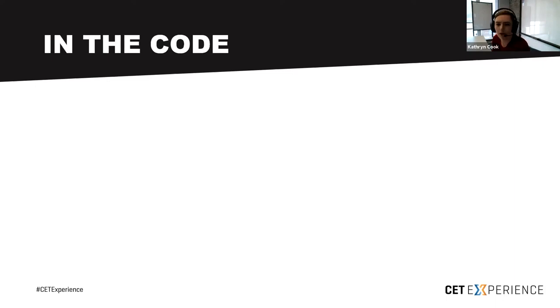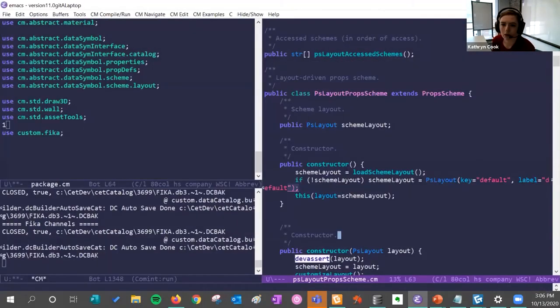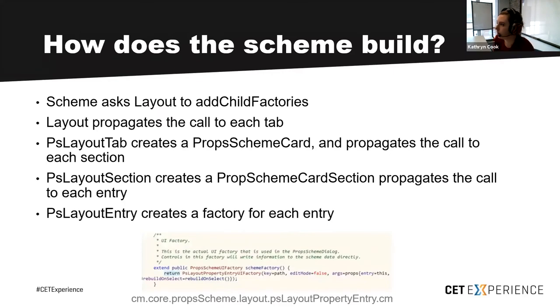Okay. So in the code, let me pull up Emacs here. Okay, so basically from now to the end of this presentation, I'm going to be going over a lot more of the code side of this tool and what a developer will need to do to make it completely usable.